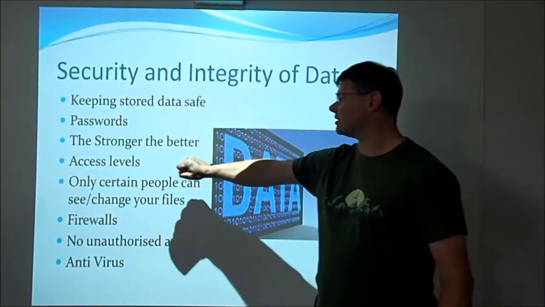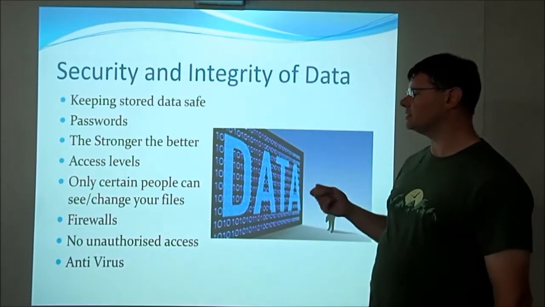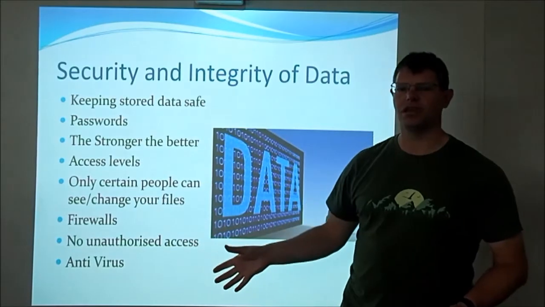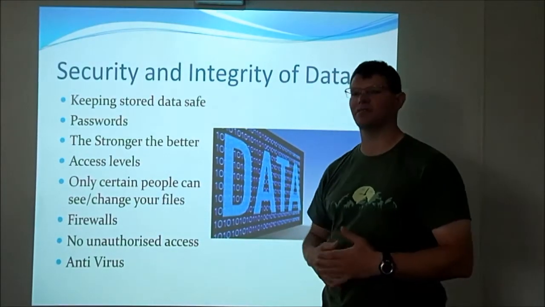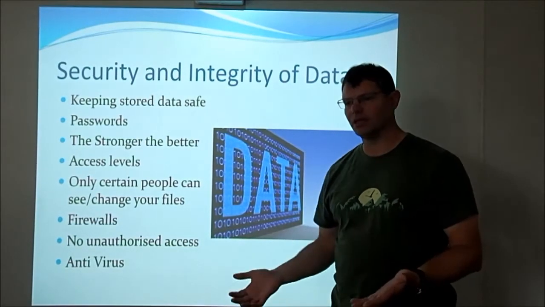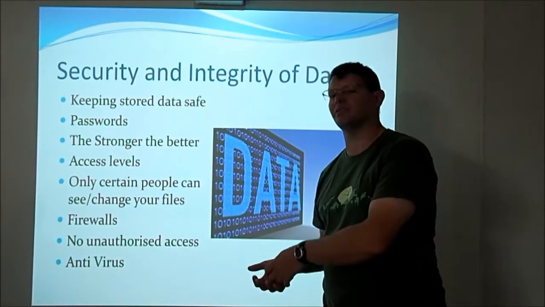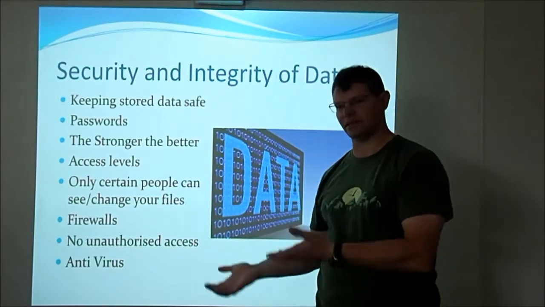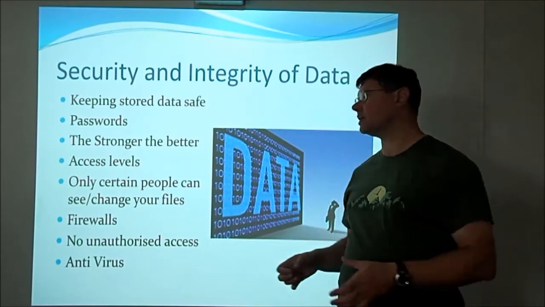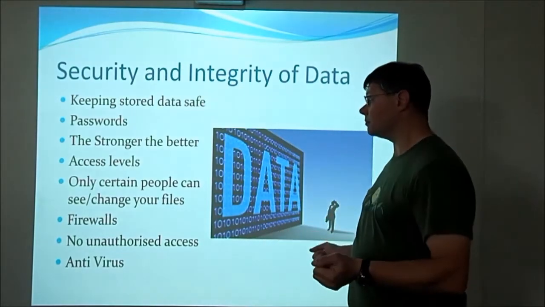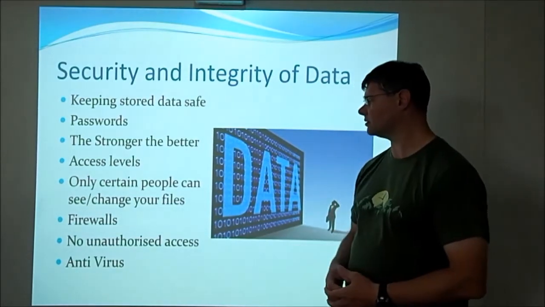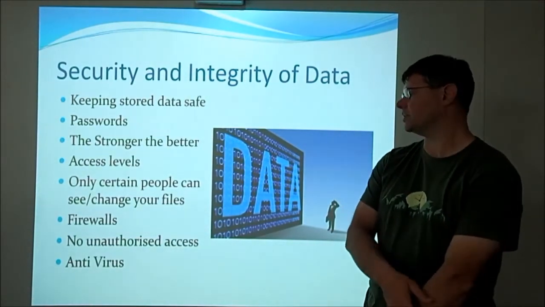Next one, access levels. So you can set it so only certain people can see or change your files. We've talked about this before in previous videos. You can give people read access, or you can give people read and write access, so they can look at it, or they can look at it and change it. You can also give people full control, which means that they can look at it, they can change it, and they can delete it. But you can just pare it down so people can only look at things, or maybe they can't even look at something. And by doing that, it reduces the amount of people that are going to be able to mess about with your data, and it stops people from making mistakes that don't know what they're doing, hopefully.